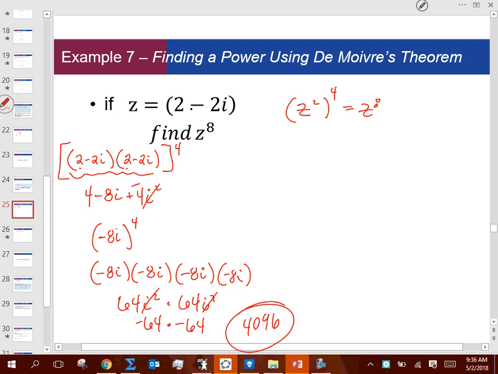Now this one was a little bit more convenient because when I took 2 minus 2i times 2 minus 2i and squared that, this here occurred where my real parts cancel each other out, right? That won't always happen. So that negative 8i could end up being maybe 2 plus 8i or 2 minus 8i, and I want to FOIL that. It makes the process a little bit longer. Does that make sense?